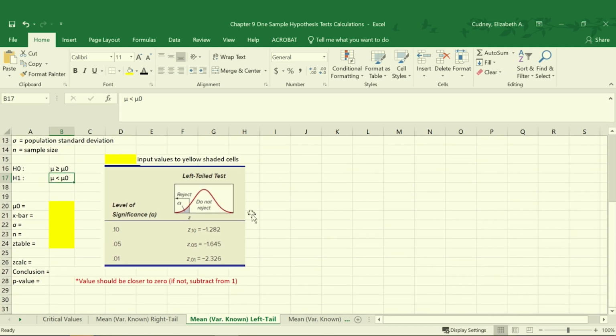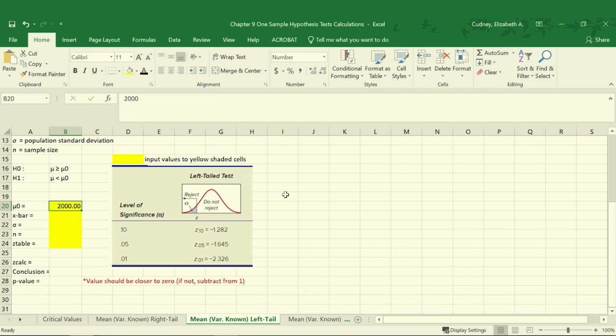Given the information in the equation, we know that our mu naught, which is what we're testing, is 2,000. Our x bar is from our data, and that value was 1,994.35. Our standard deviation was also given to us as 153.26. The n value is the number of data points that we have, and we had information on all of the households, which was 5,632 households.